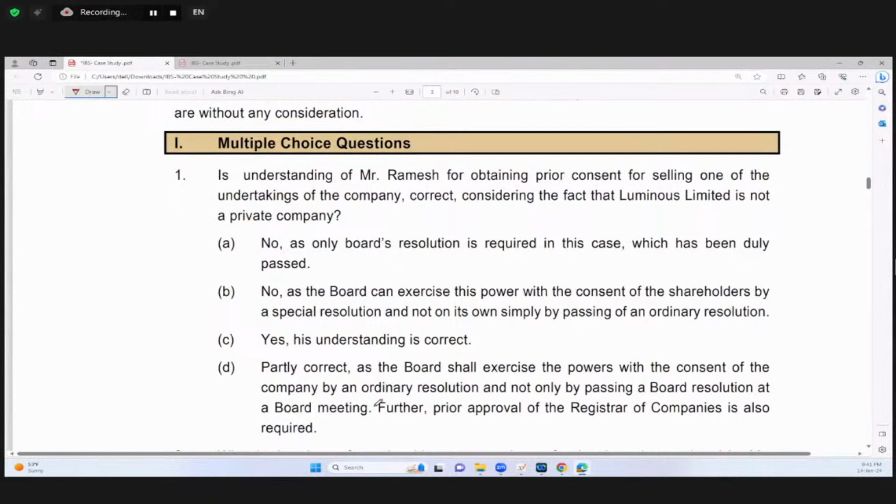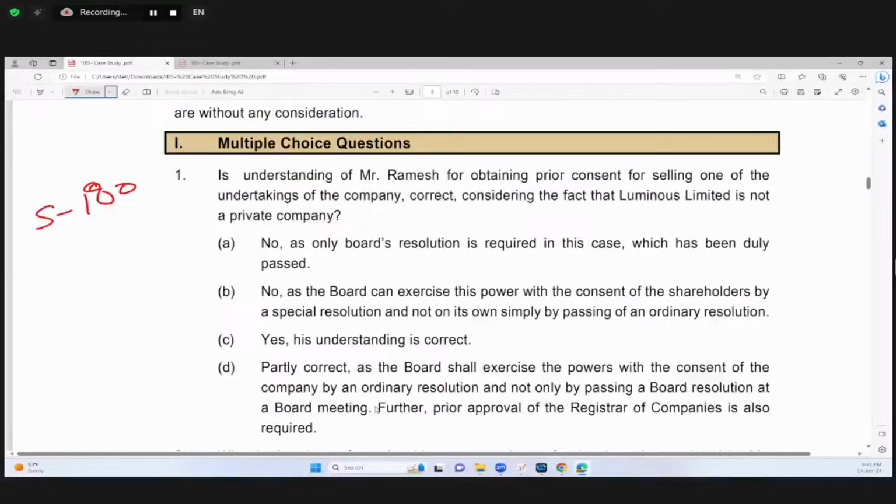Yes, now we will again read the MCQ first. Is the understanding of Mr. Ramesh for obtaining prior consent for selling one of the undertakings of the company correct? Considering the fact that Luminous Limited is not a private company, dear student, and that section 180 is not applicable to a private company. But here Luminous Limited is not a private company, it's a public limited company. So section 180 of the Companies Act will apply here.